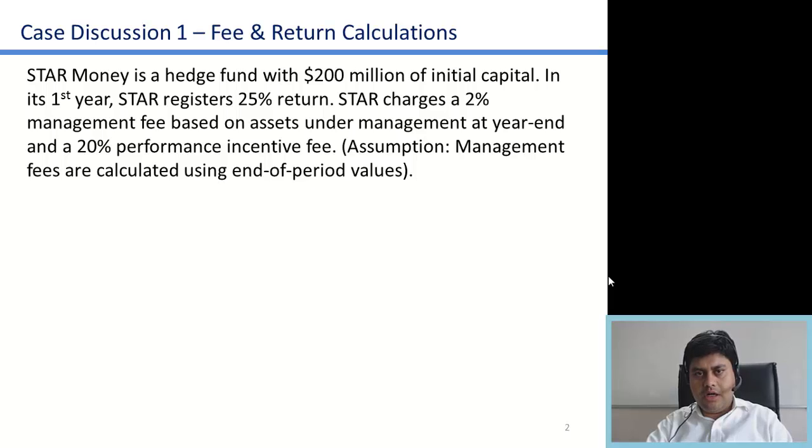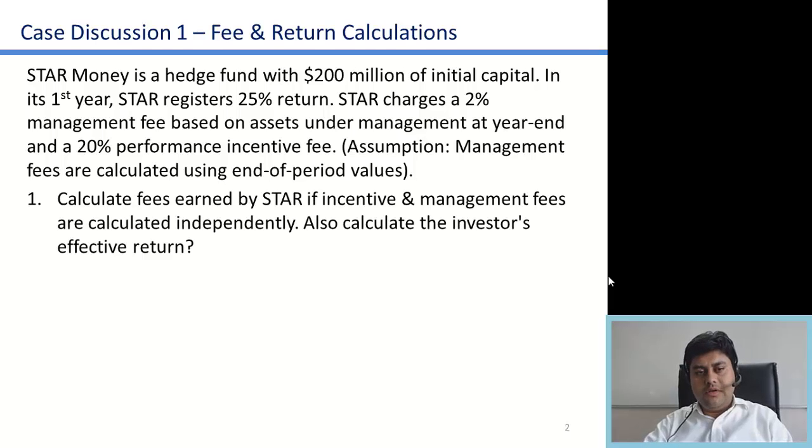In the first year, Star registers 25% return. Star charges a 2% management fee based on assets under management at the year end and 20% performance incentive fee. The assumption is that management fees are calculated using end of the period values. The first question: calculate fees earned by Star if incentive and management fees are calculated independently. Also calculate the investor's effective return.